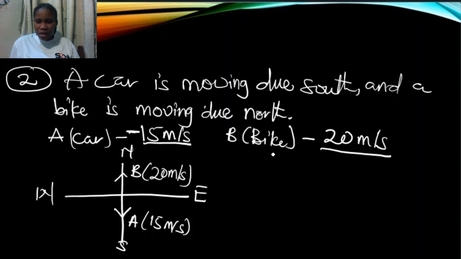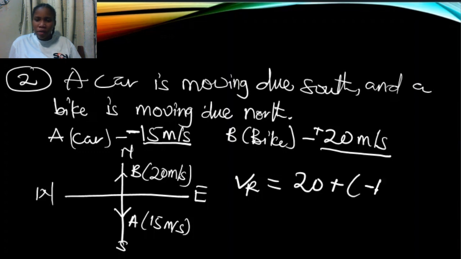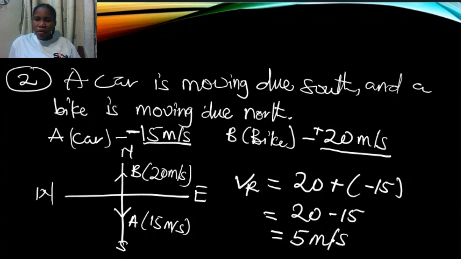Vector B, that's the bike, would be the positive. So the resultant would be 20 plus negative 15. Adding this, you get 20 minus 15. That will give you 5 meters per second.